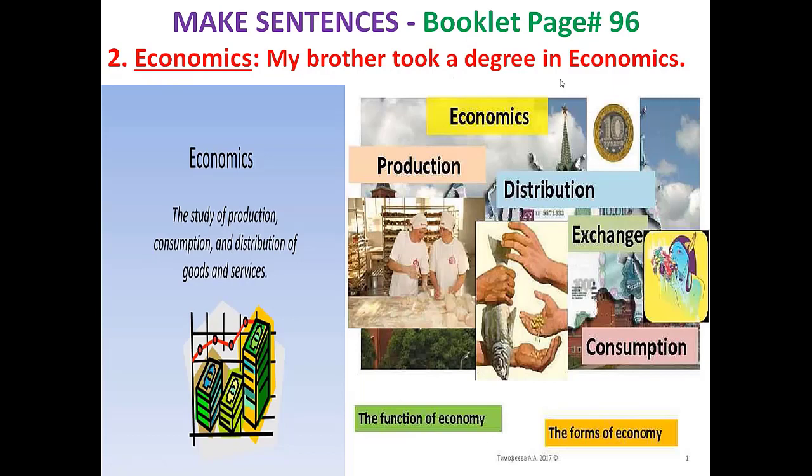The next word is economics. Economics is the study of production, consumption and distribution of goods and services. This is the meaning of the word economics. The sentence we made is: My brother took a degree in economics. This is all about economics, the production, distribution, consumption, what we see in this picture.